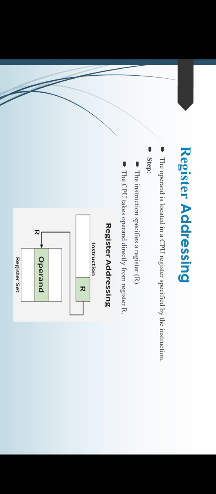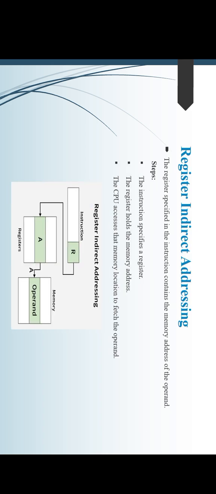For example, add R1, R2. Here, add is the opcode. R1 and R2 are operands stored in registers. The CPU performs the addition using the values in these registers. For example, R1 equals 10, R2 equals 20. After add R1, R2, it stores the answer in R1, which is 30. So the operand is stored directly in the CPU register. Data inside the register is called register addressing.